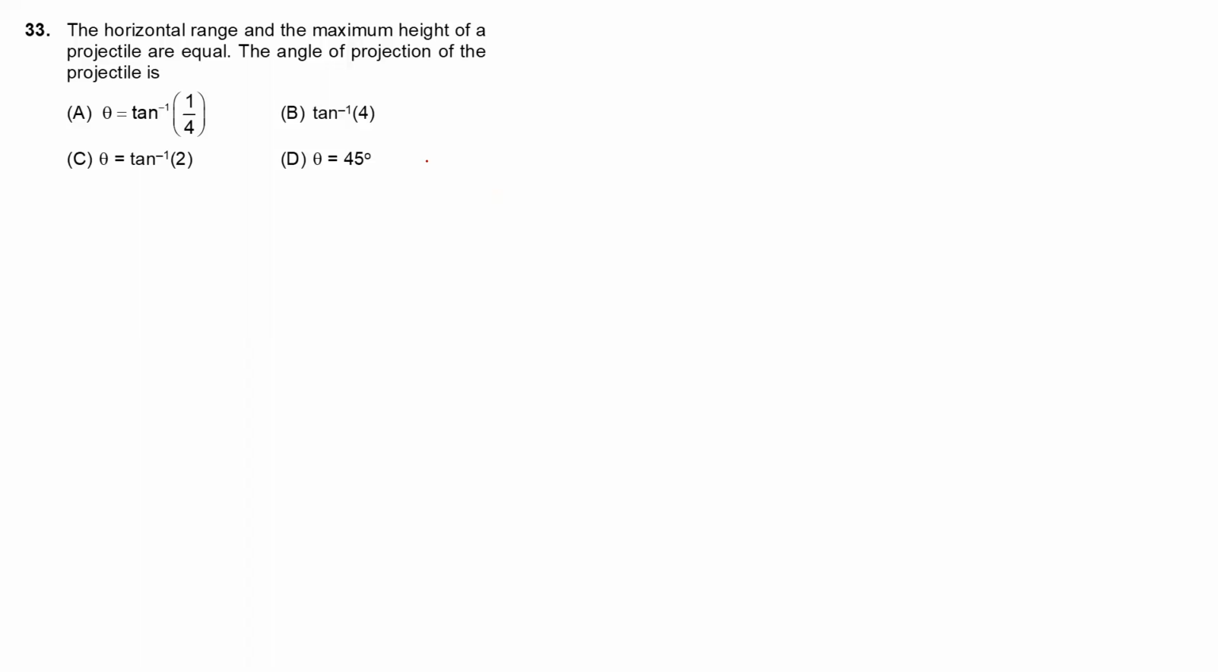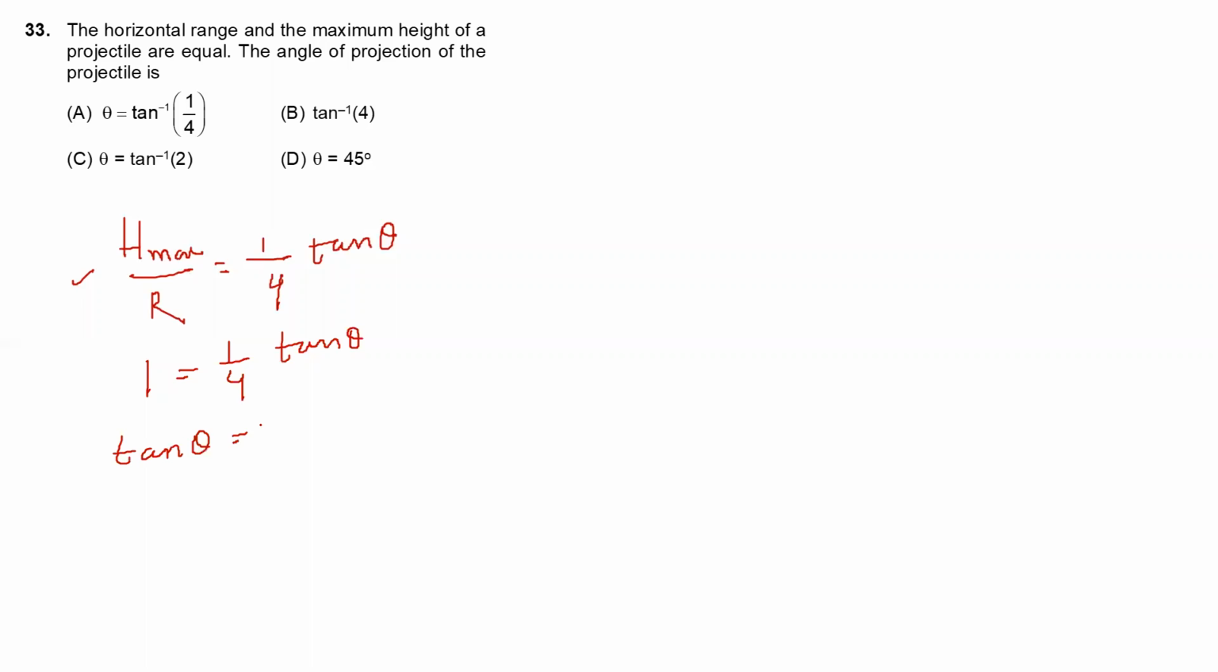The horizontal range and the maximum height of a projectile are equal. The angle of projection of the projectile? H max by R is equal to, as we just found out, 1 by 4 tan theta. Option B: H max is equal to R, so that is 1. So 1 is equal to 1 by 4 tan theta, which means tan theta is equal to 4. Theta is equal to tan inverse of 4.